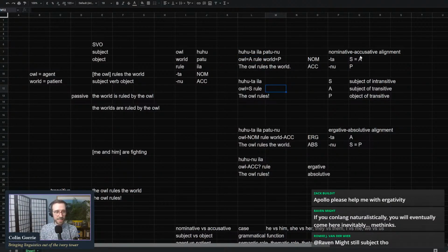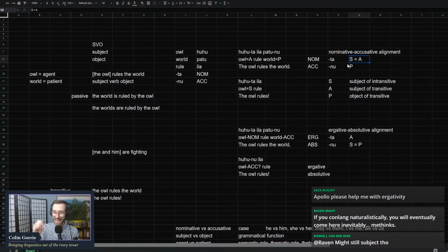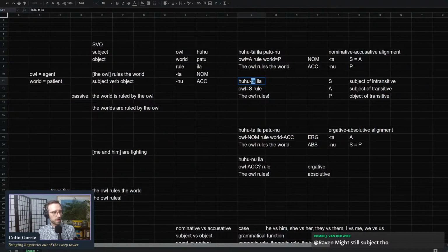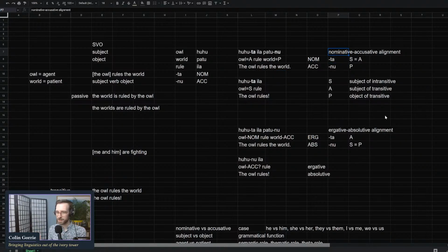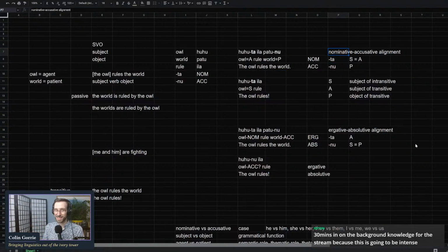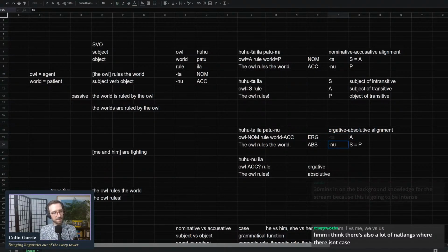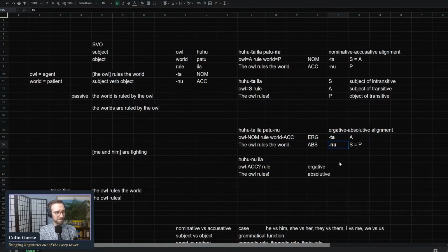Nominative accusative alignment is when the form used to mark S is the same as the form used to mark A. So in this case, ta. Leaving out P. So P only occurs in transitive sentences, and we call that the accusative case. This is the nominative accusative alignment. Okay. Ergative absolutive alignment. This is when you have A marked differently than S and P. I don't know why that happened. All I wanted to do was make it bold. So that's what ergative absolutive alignment is. So now you can all make ergative absolutive systems.